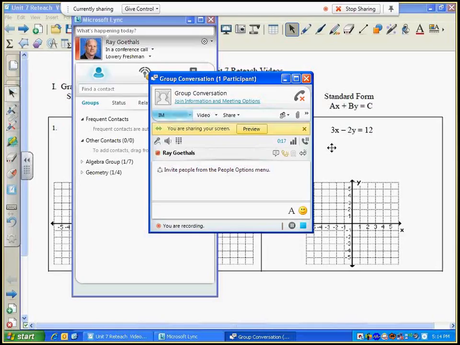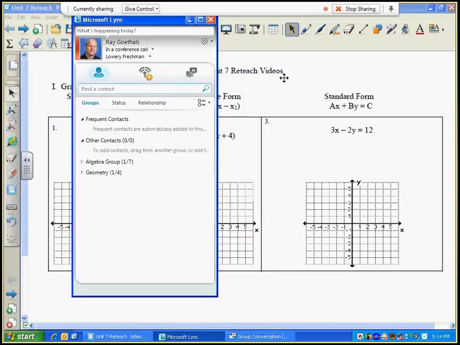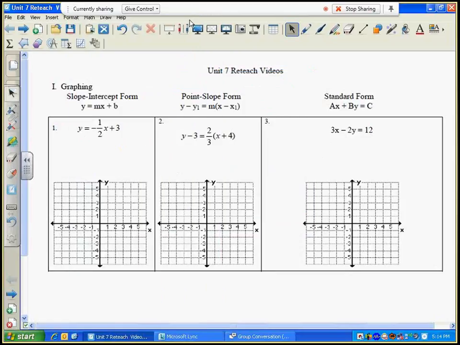This is the Unit 7 Reteach video here. I want to first talk about just graphing. And you can see that I have the three different forms here: slope intercept, point slope, and standard form. And I want to get to the graphs on all three of these. Let's start with the slope intercept form.